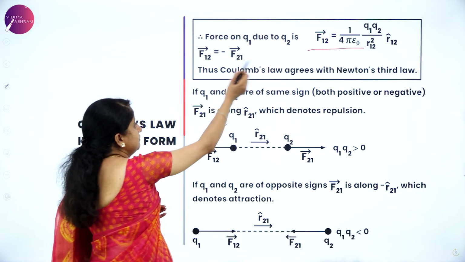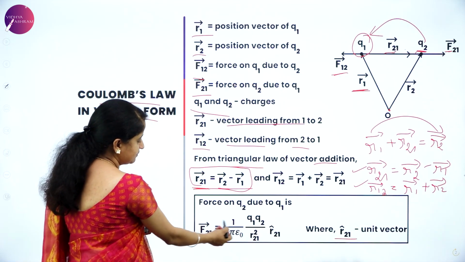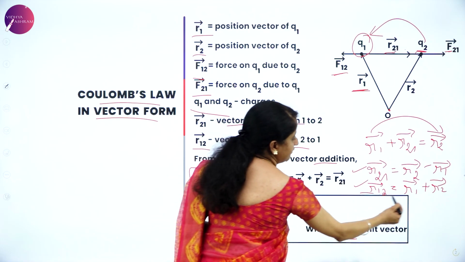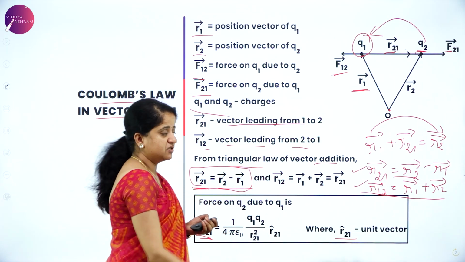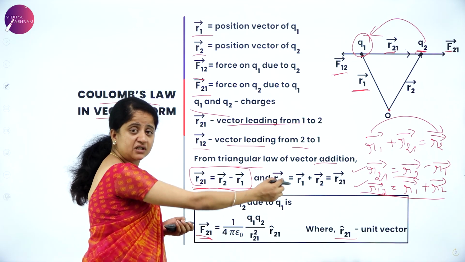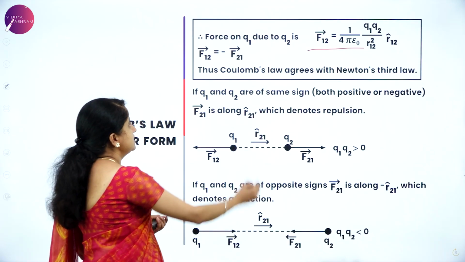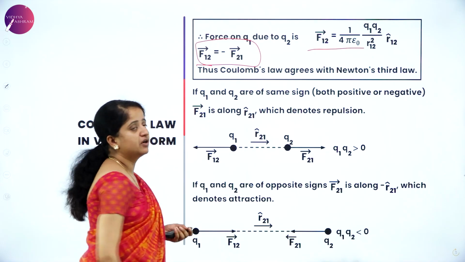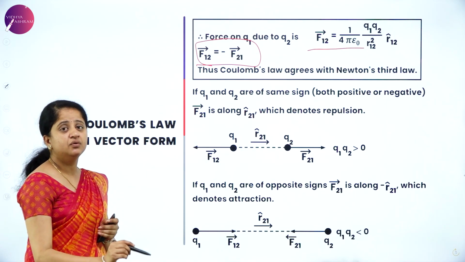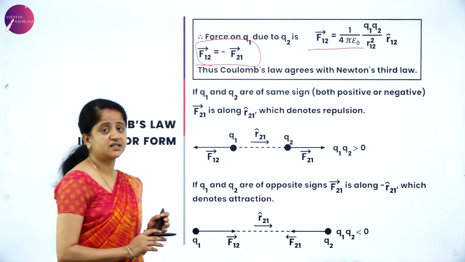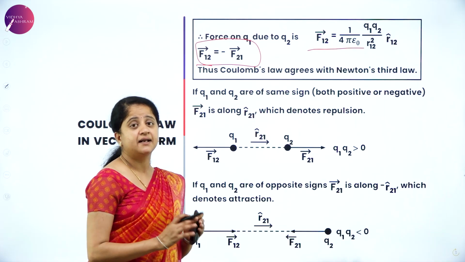Now from these two expressions, look at the previous expressions. Here we got R12 as R1 minus R2 and R21 as R2 minus R1. So from this we can write R12 is equal to minus R21, and hence we can write F12 is equal to minus of F21. So Coulomb's law agrees with Newton's third law: for every action there is an equal and opposite reaction.